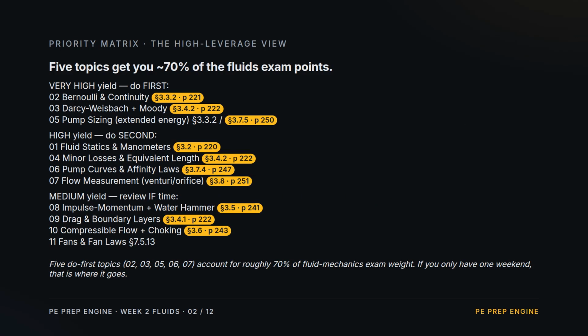The priority matrix. 3 are very high yield: Bernoulli, Darcy-Weisbach with the Moody chart, and pump sizing. 4 more are high yield: fluid statics, minor losses, pump curves, and flow measurement. Those 7 cover roughly 70% of the fluids exam. The remaining 4, impulse momentum, drag, compressible flow, and fans, are medium yield. Study them only after you own the 7. One weekend before exam day, spend it on topics 02, 03, 05, 06, and 07.